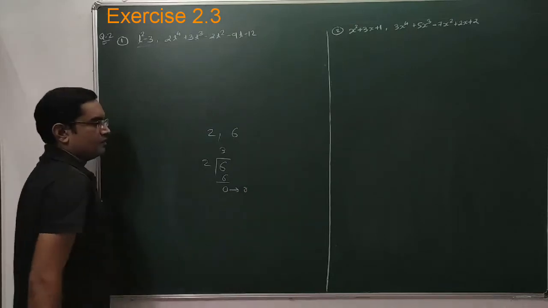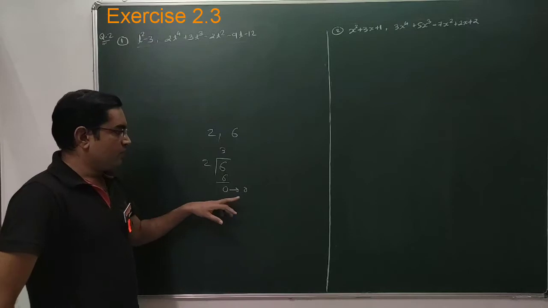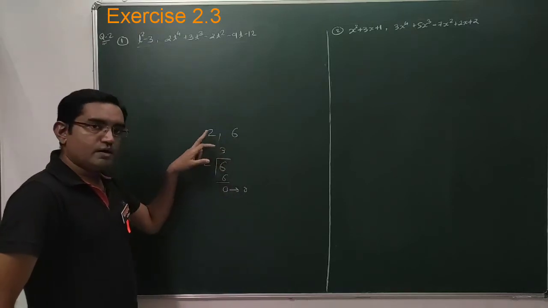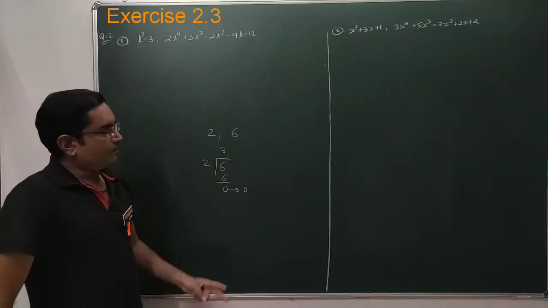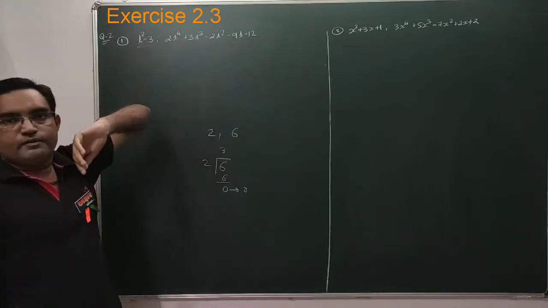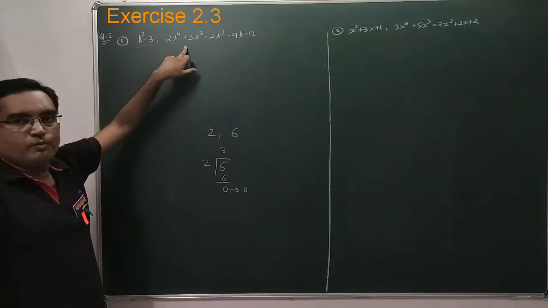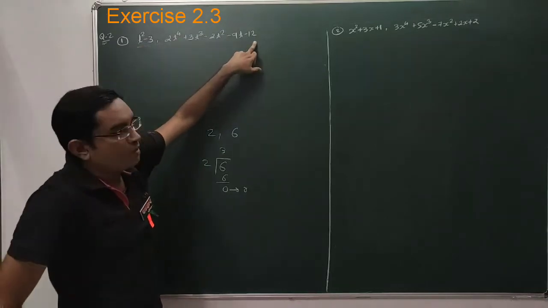So we are getting remainder as 0. If the remainder of long division is 0, then we can say that this first number is the factor of this second number. So instead of two numbers, two polynomials are given, first polynomial and second polynomial. You have to check whether the first polynomial is the factor of second polynomial or not.